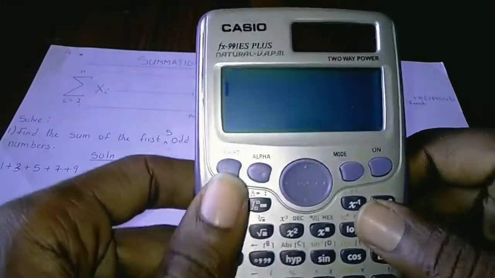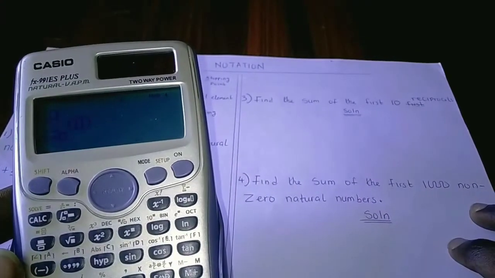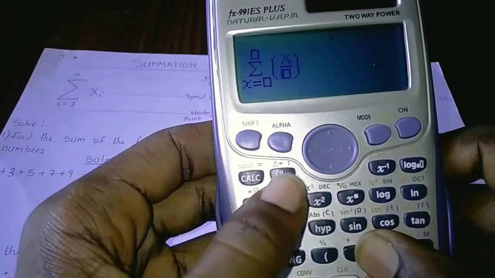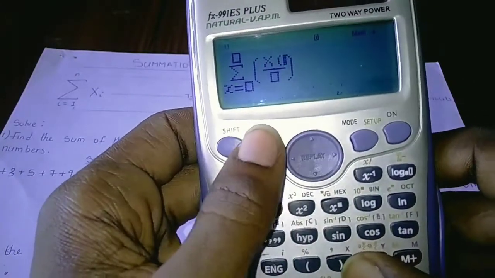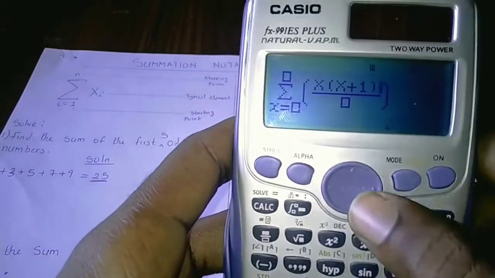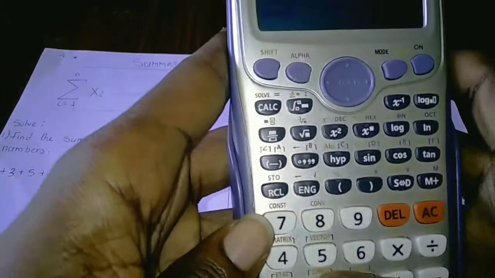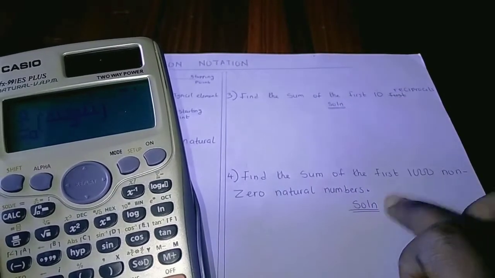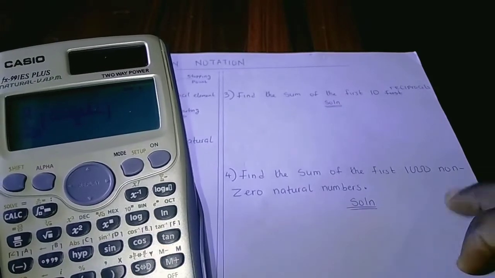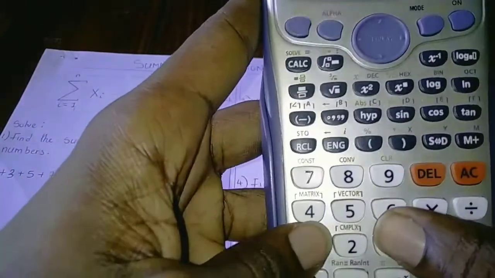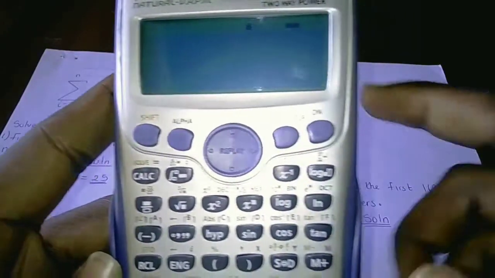Now this is shift this. Now the formula to this is just simple. X, make sure you're putting it here, bracket x plus 1 bracket close over 2. Since we are dealing with first non-zero natural numbers, starting from the first 1000, so you just have to start from 1 and end at 1000. So starting from 1, ending at 1000. Let's see what we get.